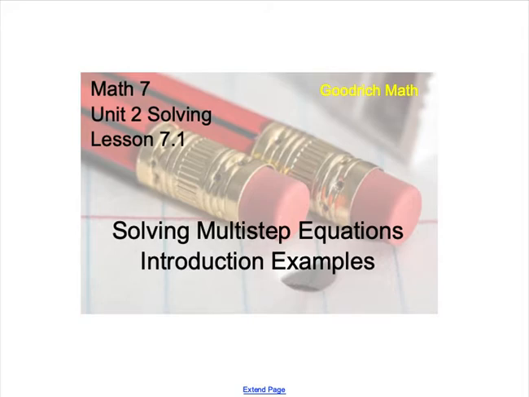Math 7, Unit 2, Solving. Lesson 7, Part 1. Solving multi-step equations, introduction examples.